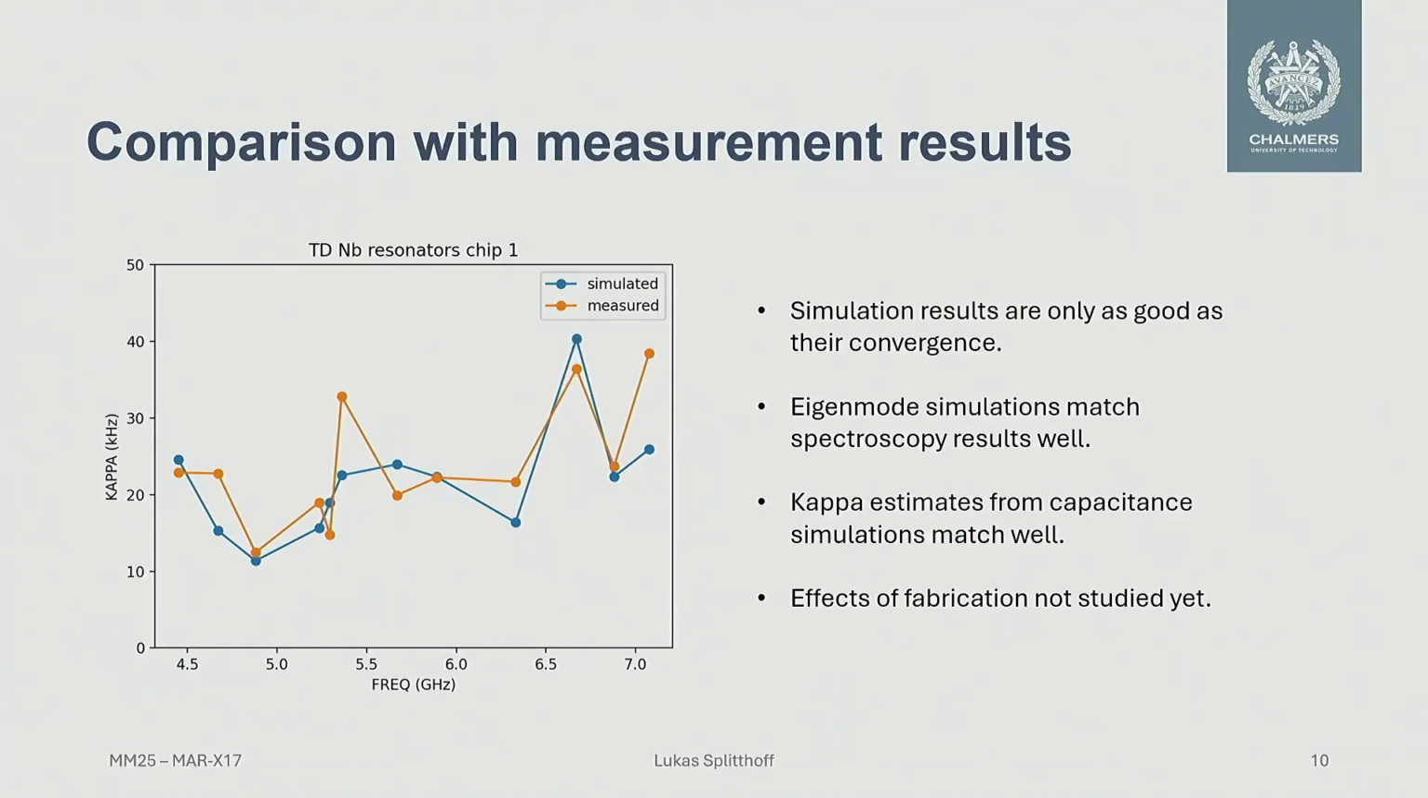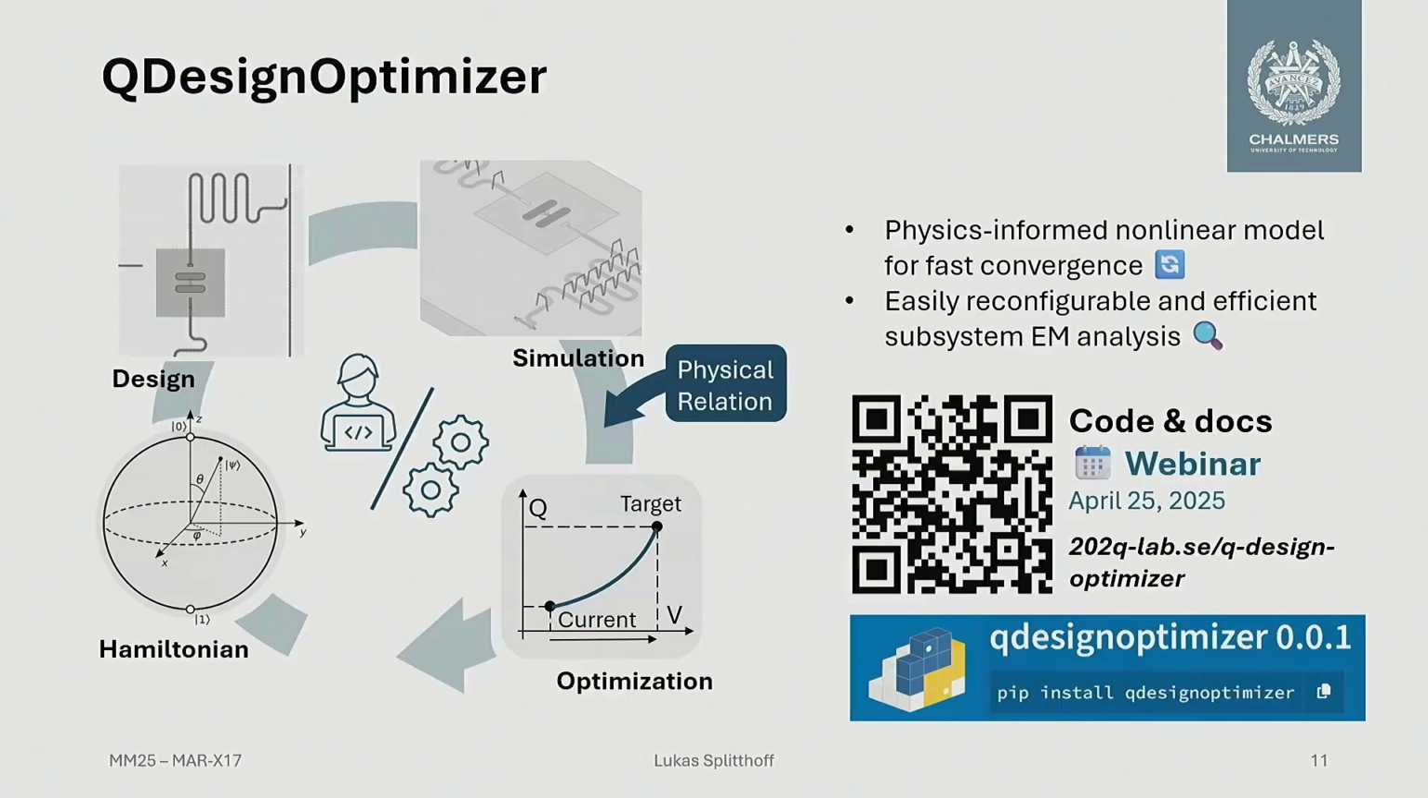Now, maybe interesting, but also discussed today, is the comparison between simulation and measured values. In general, it is very important, as we've learned in several talks, that the convergence is good, and this sets the accuracy of this optimizer. But even here, for this kappa estimate, we obtain generally a good comparison between the simulated and the measured kappa.